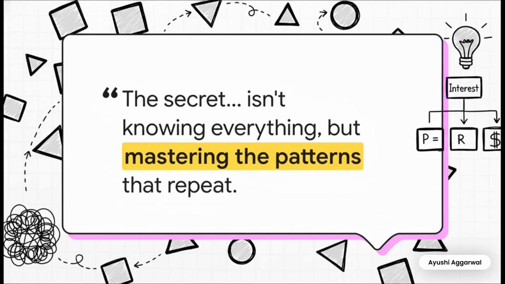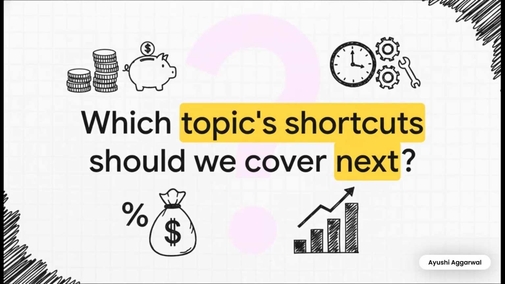And I want to leave you with this thought. The secret to absolutely crushing quant isn't about knowing 1,000 different things. It's about mastering the patterns that you know will repeat again and again. It's about working smart.